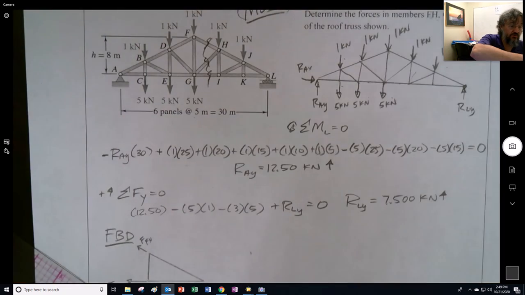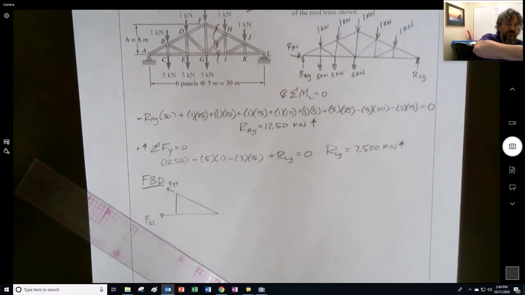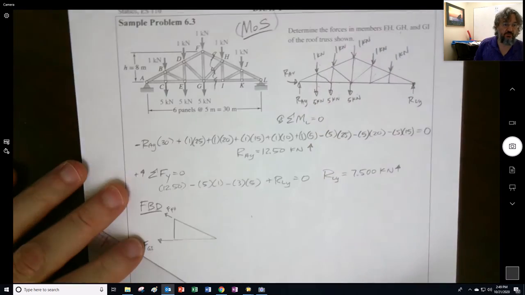Let me zoom out a little bit. Physically zoom. It's the physical zoom. There you go. So we see more of the paper.